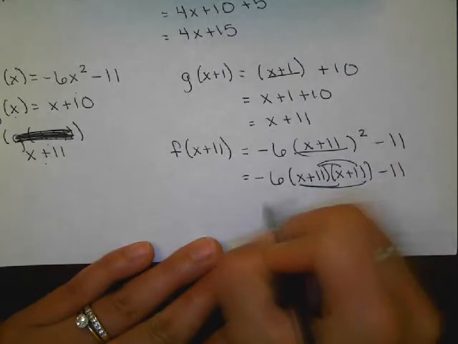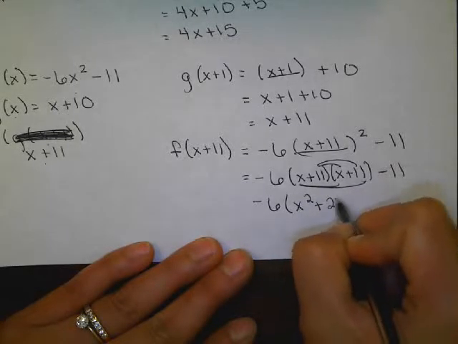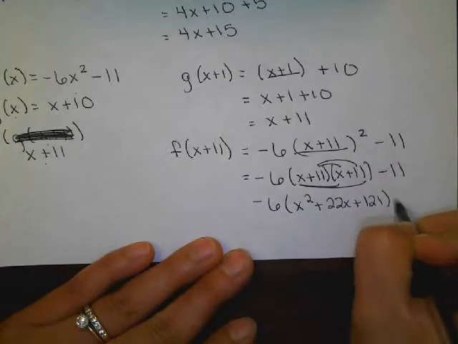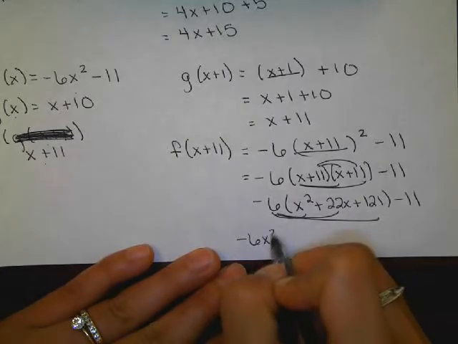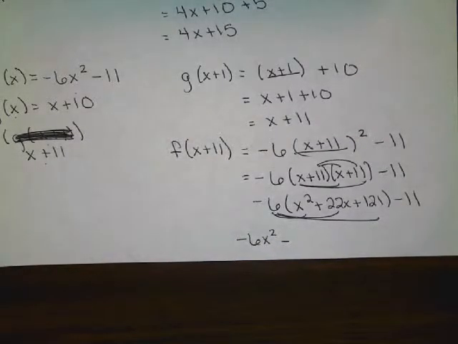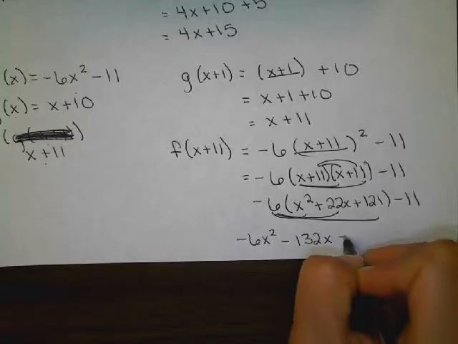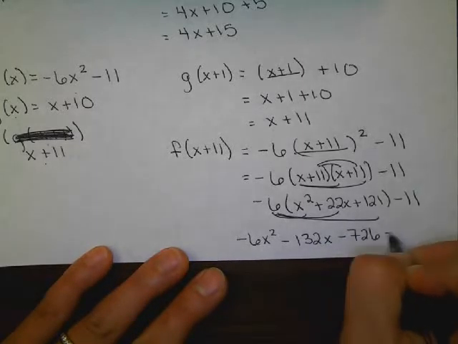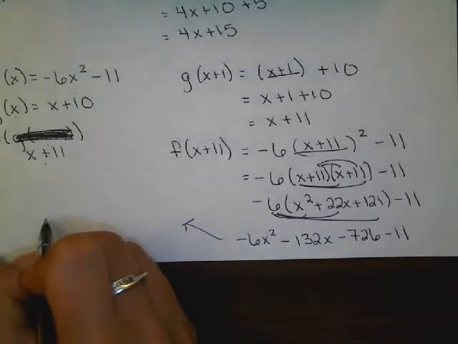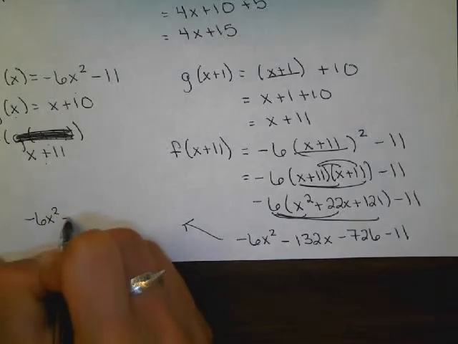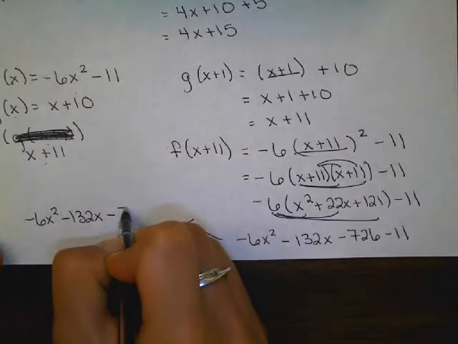Then I can distribute this here and bring that negative 6 down, and this simplified gives me x squared plus 22x plus 121 minus 11, and then distribute that negative 6 is negative 6x squared minus 132x minus 726 minus 11. And then I'll combine my like terms again, so my final answer should be negative 6x squared minus 132x minus 737.